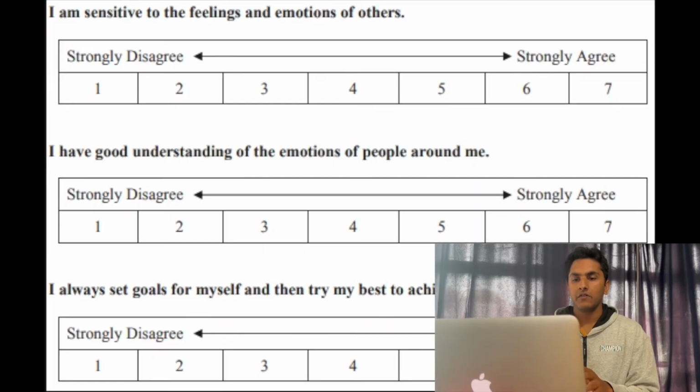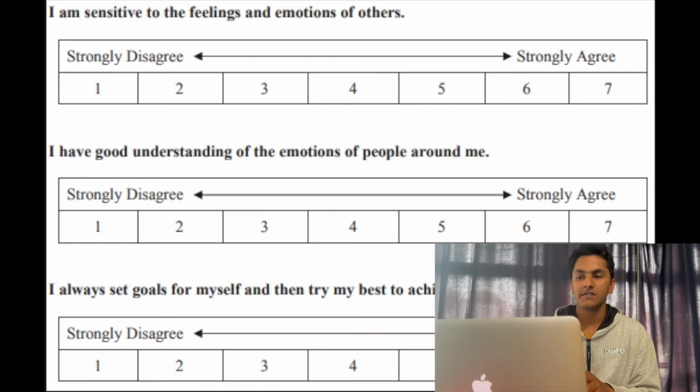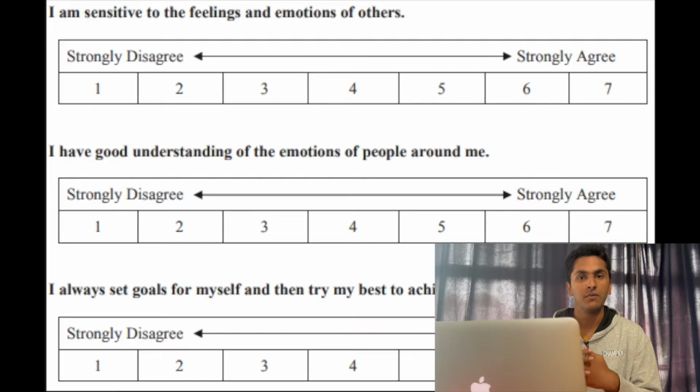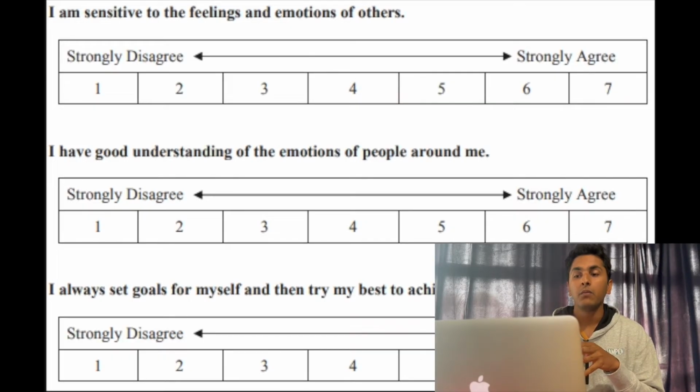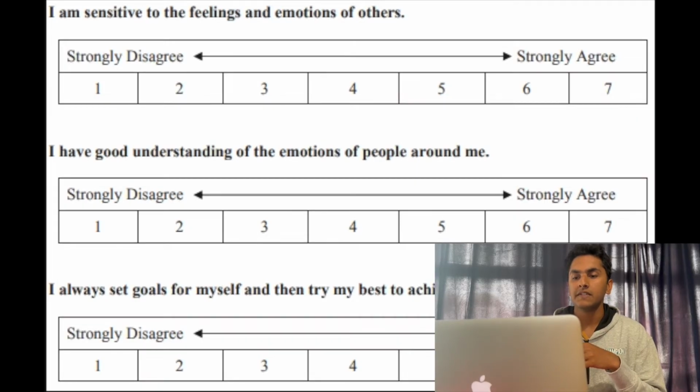So here we've got 3 questions. I know this one says 1 to 7 scale, but that's what you get when you use Google for some questions. The real one will be 1 to 5, as I said before. So we'll start from the first one. It says, I'm sensitive to the feelings and emotions of others.